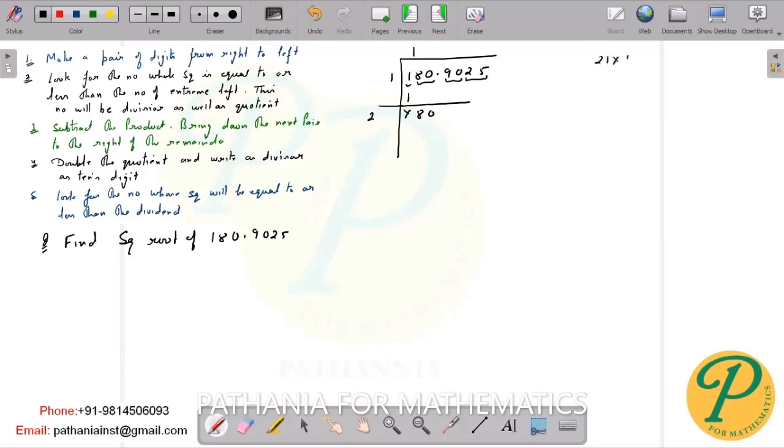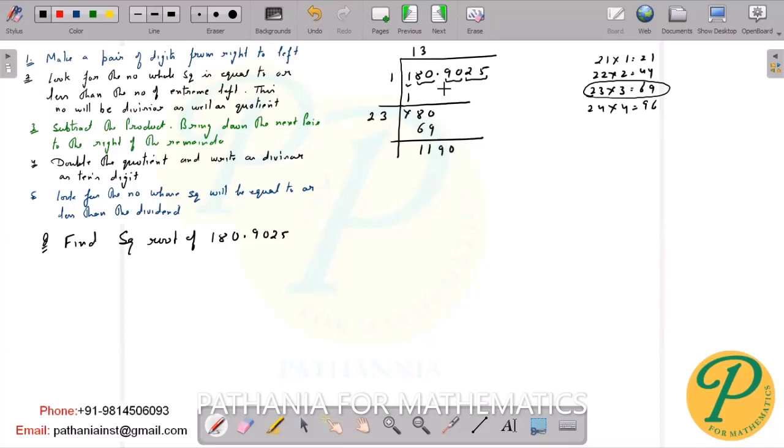21 into 1, 22 into 2, 23 into 3, and 24 into 4. We use 69, as 96 is more than 80. So 23 into 3, it is 69. Subtract, we will get the remainder and move the next pair.